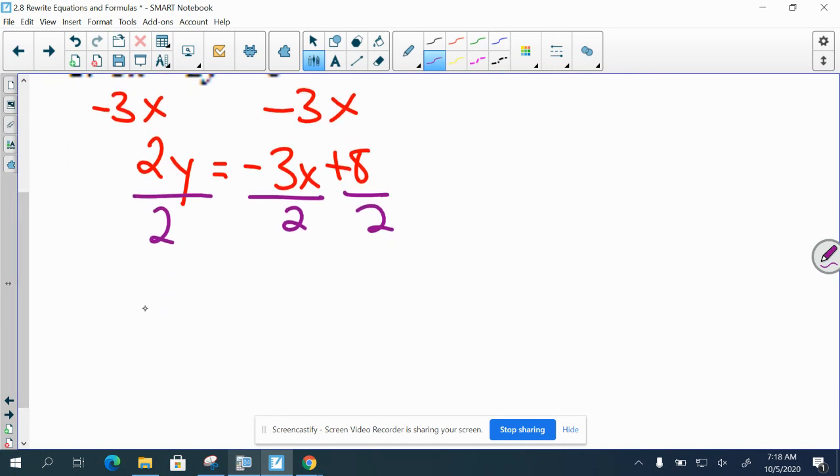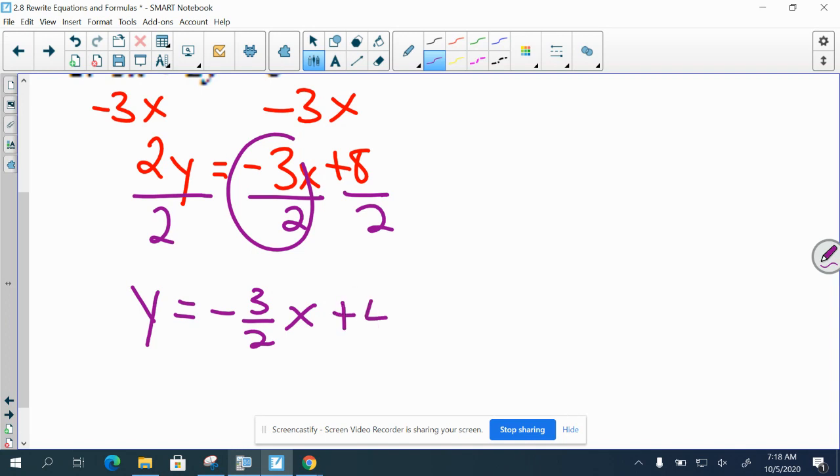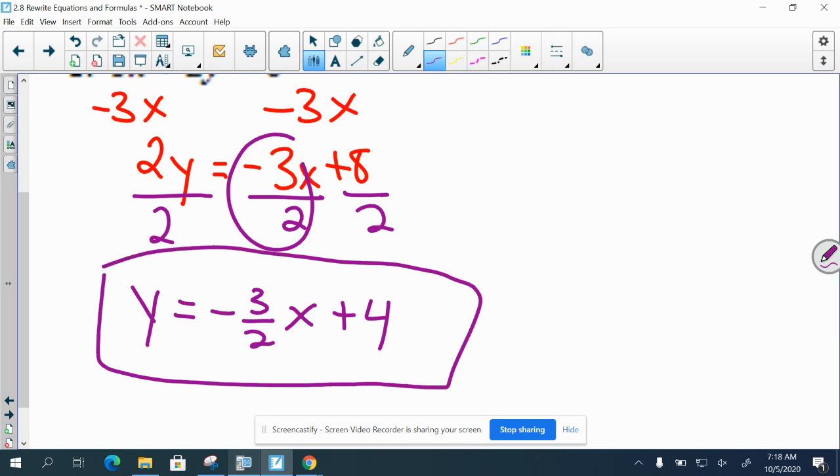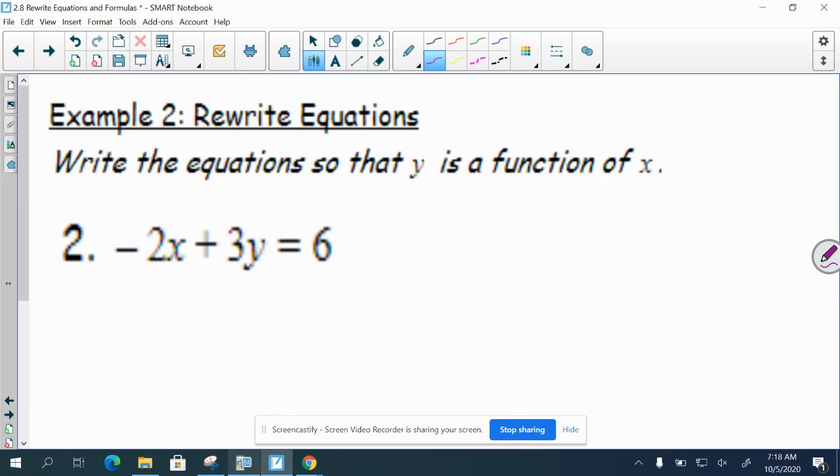So you write it as y equals, and then this negative 3 over 2, we're going to pull it out as a fraction, negative 3/2 x, and then that can't be reduced, so we'll just leave it like that, and then plus 8 over 2 is 4. So then that's what your equation would look like, as y equals a function of x in y equals mx plus b slope-intercept form. All right, let's do another example.